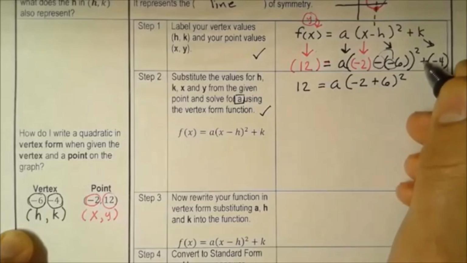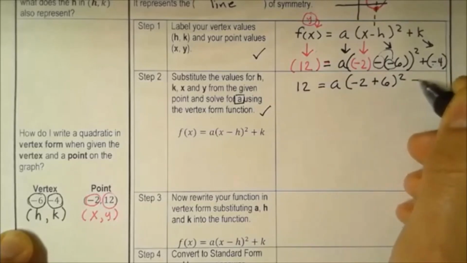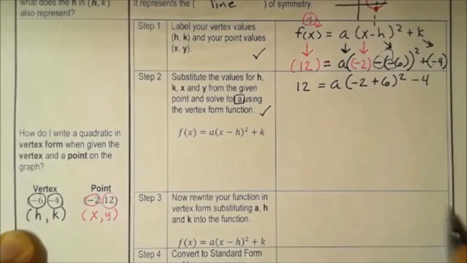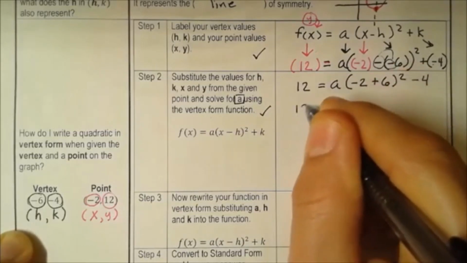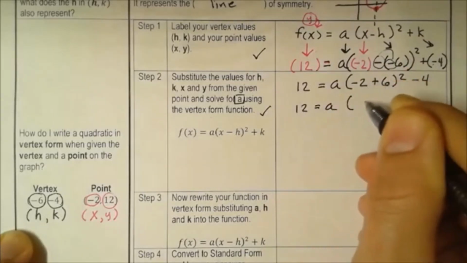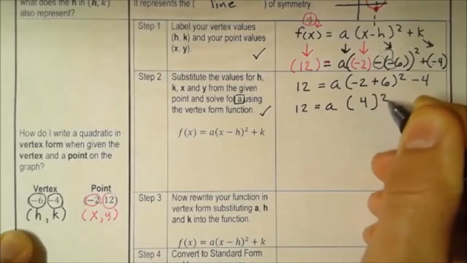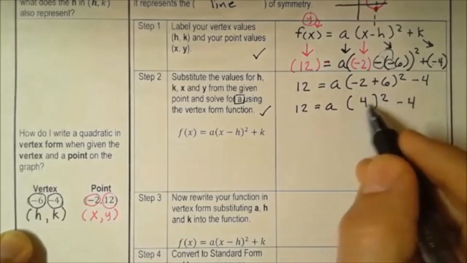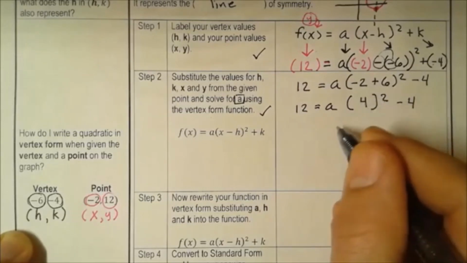And then we have a positive times a negative. This gives me minus 4. So this is a little bit easier to deal with. I'm going to continue this process of simplifying this. So let me rewrite it as 12 equals a times negative 2 plus 6, that's just going to give me a positive 4 squared minus 4. And if I continue this, 4 squared just means 4 times 4, and it's in parentheses. That's going to give me 16.